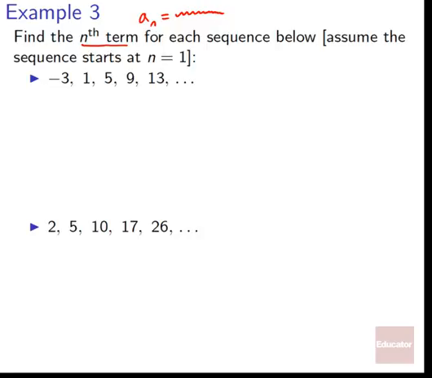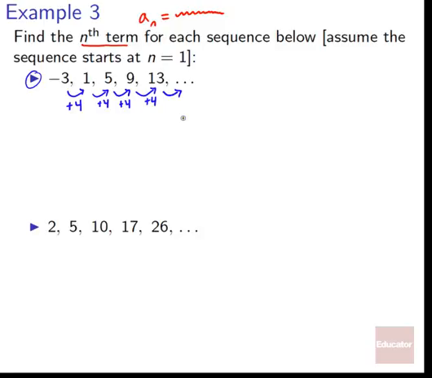So what's the pattern in this first sequence, negative 3, 1, 5, 9, 13? Well, notice, how do we get from negative 3 to 1? We can just add 4. How do we get from 1 to 5? Hey, we add 4 again. 5 to 9, hey, we add 4. 9 to 13, hey, we add 4. 13 to whatever's next, it's probably going to be add 4.